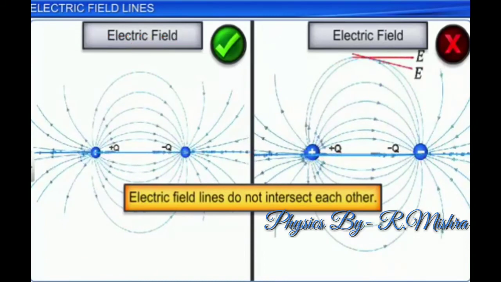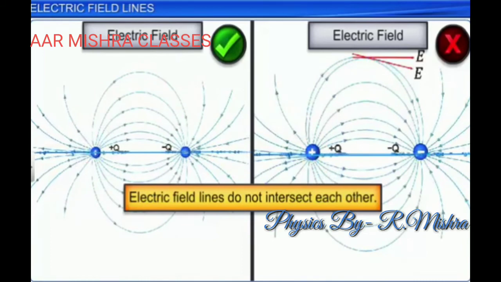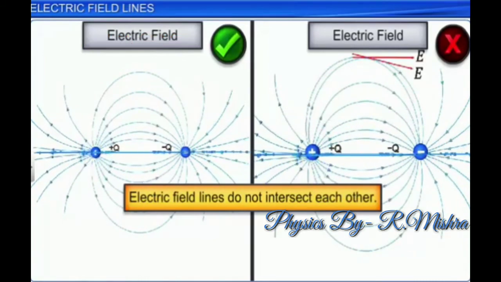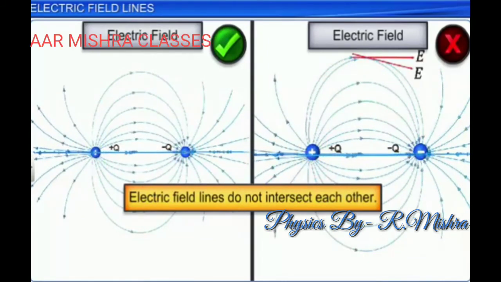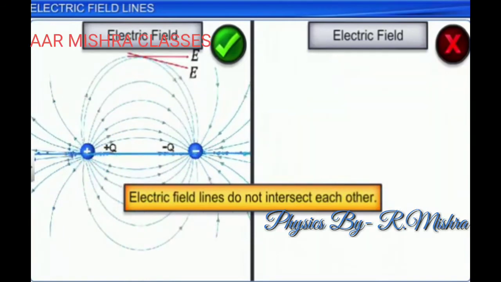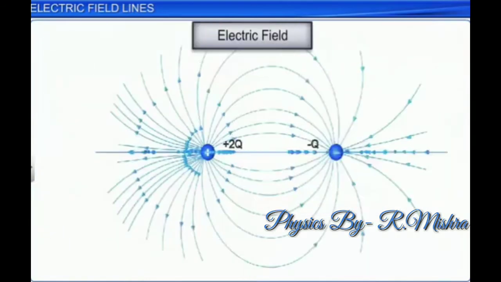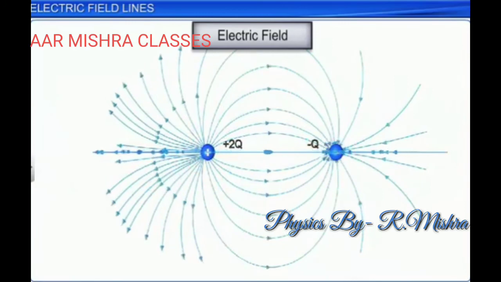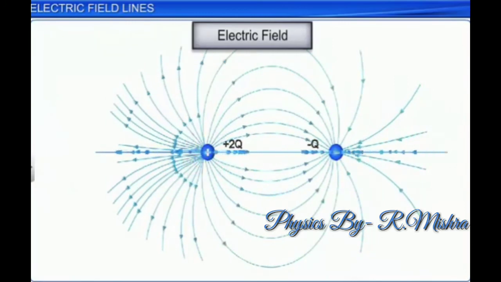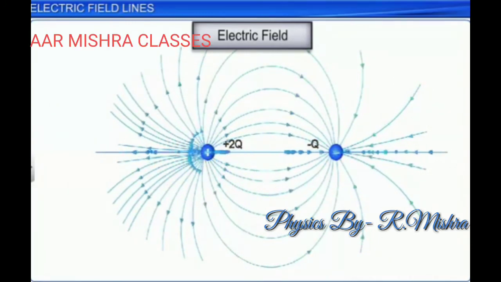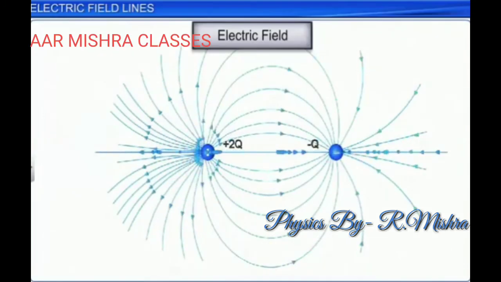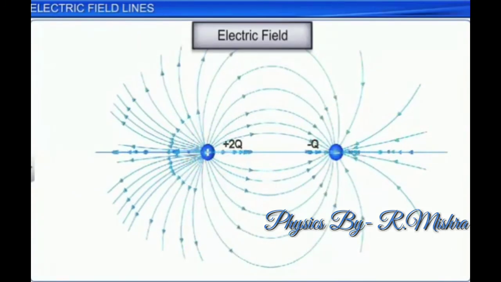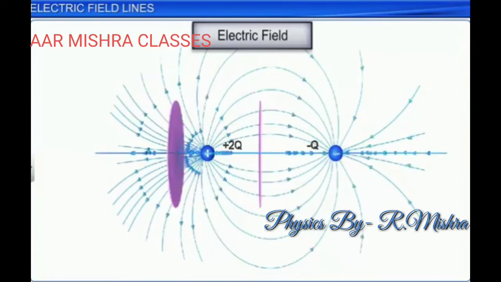If the electric field lines intersect each other, then at the point of intersection, there will be more than one direction for the electric field, which is not possible. The number of electric field lines is proportional to the magnitude of the charge.